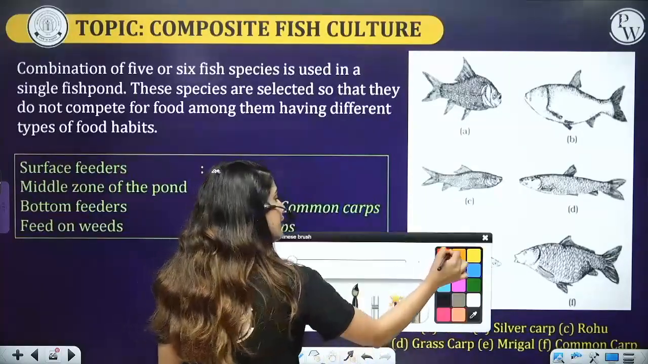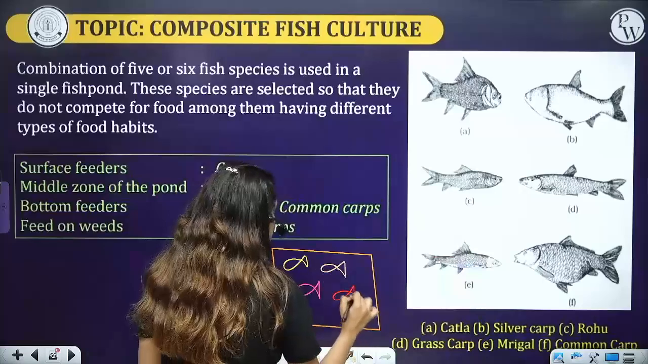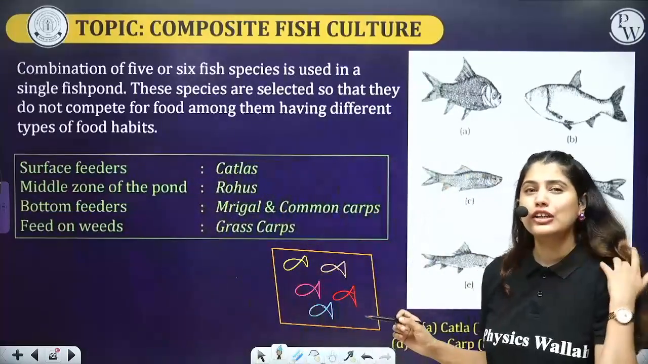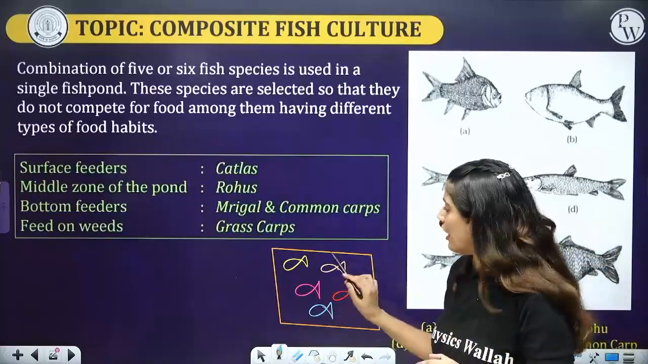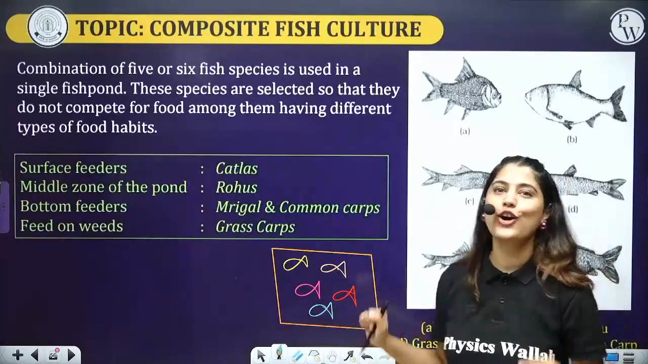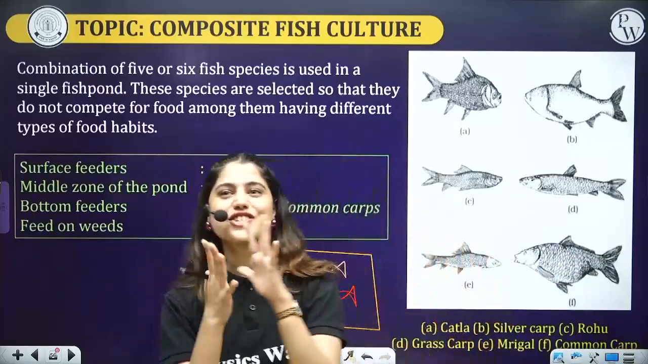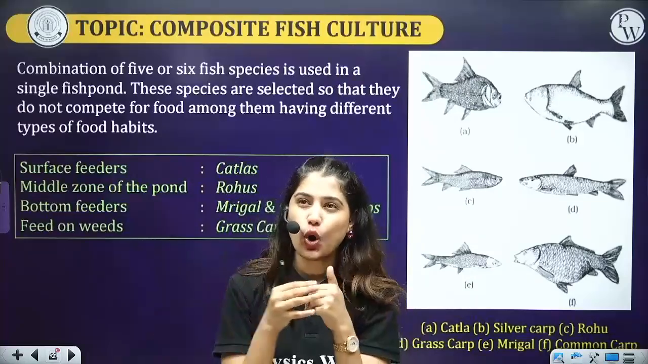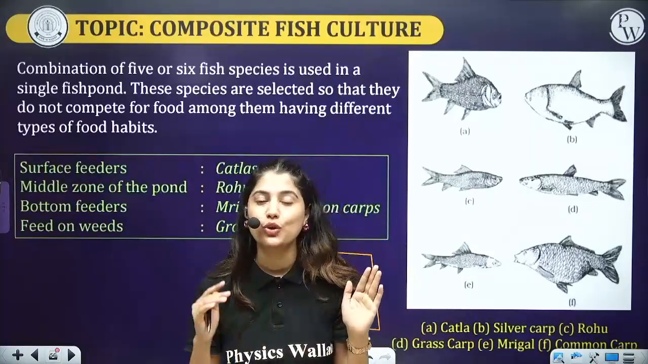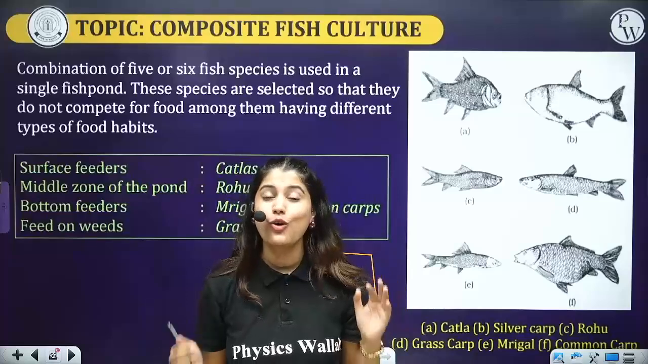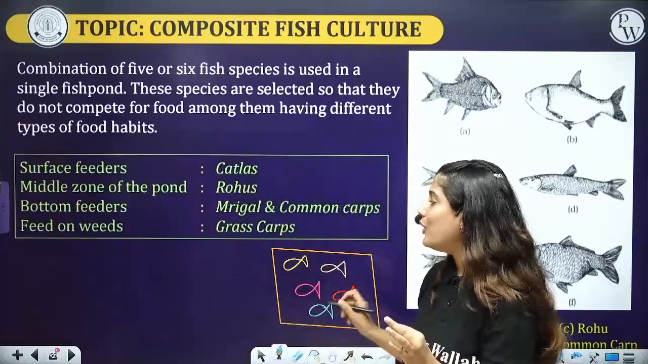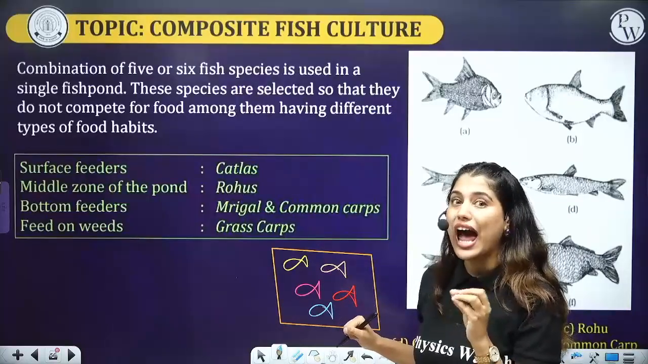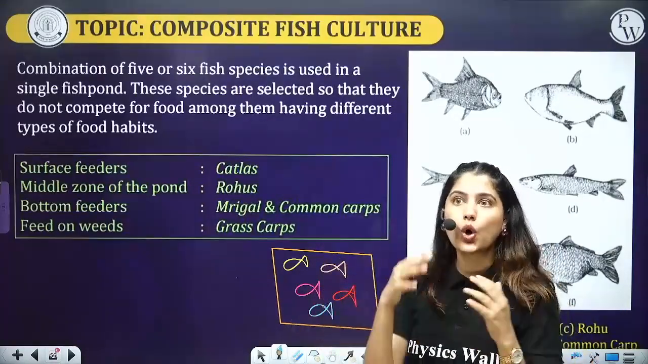Now, why have I taken different types of fishes? What is the reason for taking 5 to 6 species? The purpose is we are making sure that they are not competing, right? Your friends should be your friends. A healthy competition is different, but if there is too much competition among your friends, you won't be able to go great in your life. So we have to make sure they all have different food habits. There is no competition for the food.